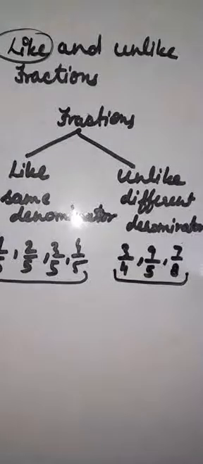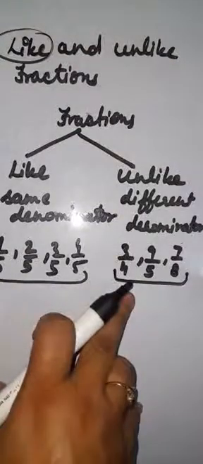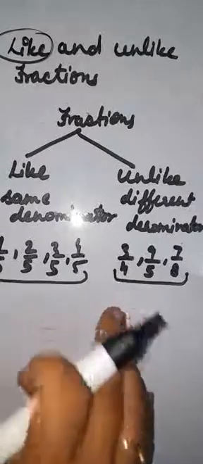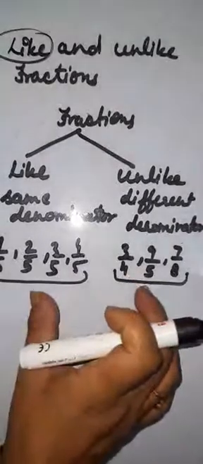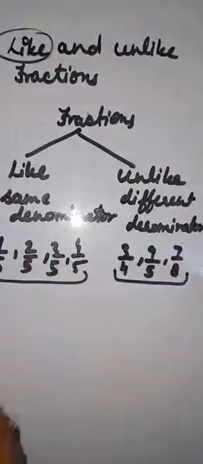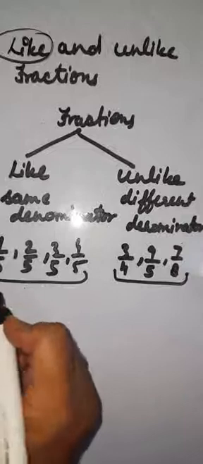So you can see here different denominators. Just remember that fractions which have the same denominator are known as like fractions, and unlike fractions have different denominators. Okay, just learn it, like fractions and unlike fractions. Now come to the next, equivalent fractions.